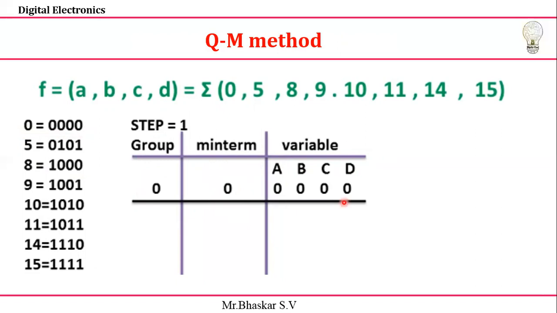Next I'm looking at group 1. Group 1 consists of binary values with only a single 1. You can see where only one 1 is there in the binary value.